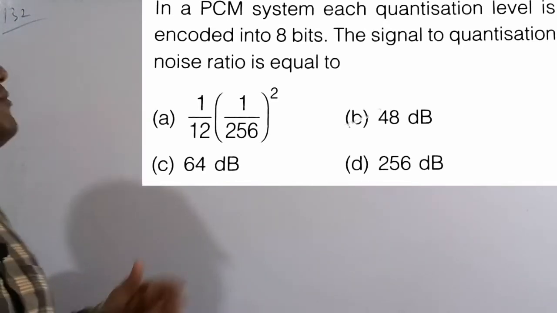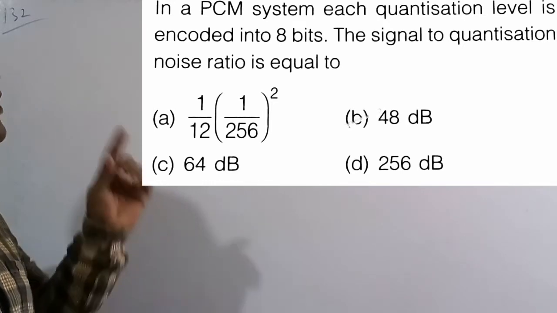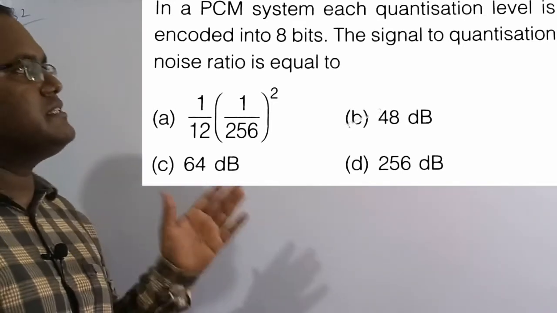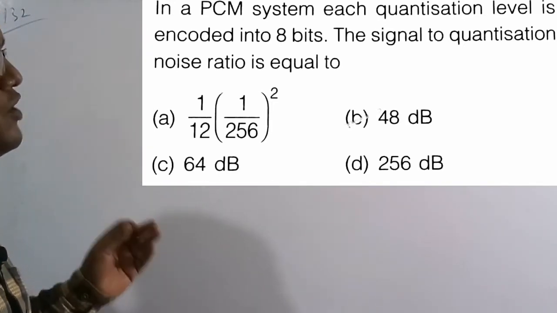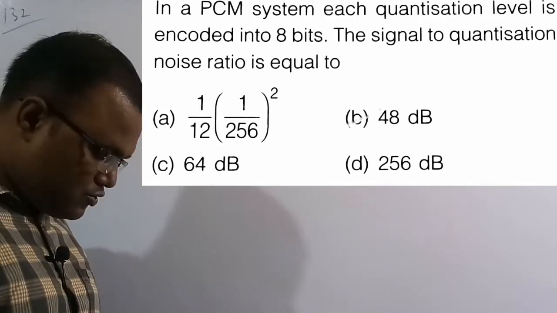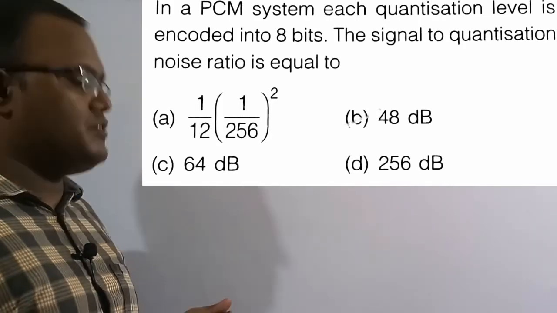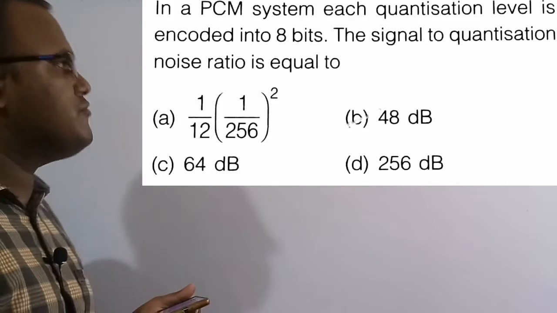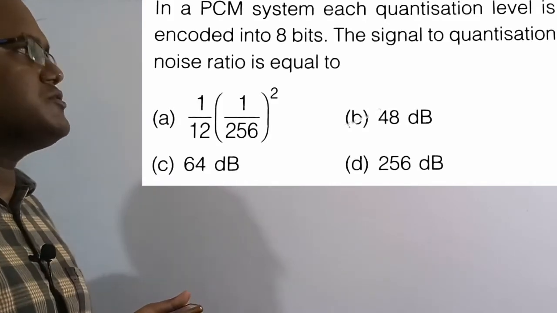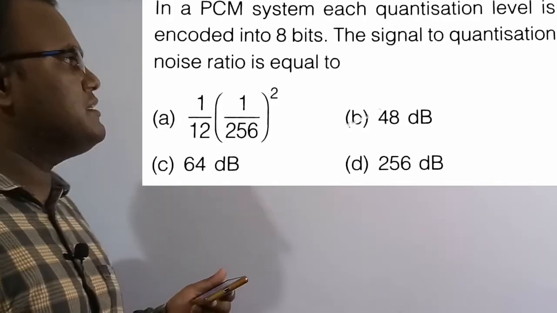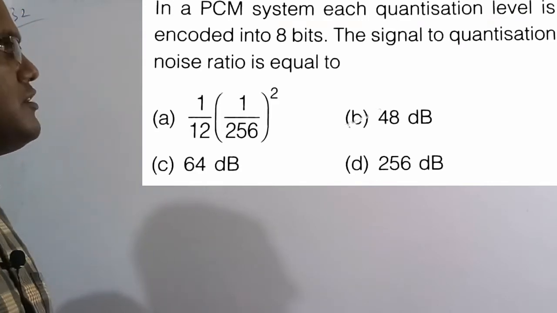In this question the number of bits is 8, meaning for each and every sample the number of bits is 8 in the PCM. Now we need to find the signal to quantization noise ratio, in terms of dB value. So what are the four options? Option B, 48 dB is the correct solution of this question. So let's solve this numerical.